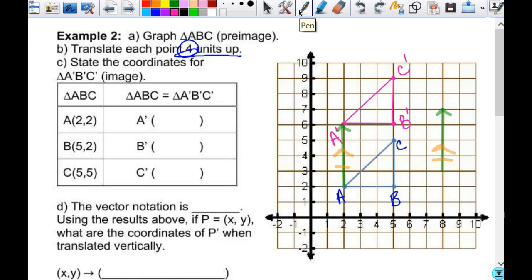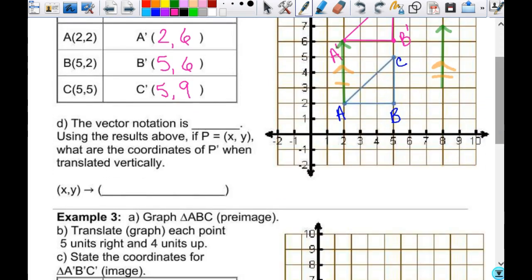So my ordered pairs, A prime, my x values all stayed the same, right? And my y's, I added 4, so this becomes 6, 6, and 9, right? So what do you think my vector looks like here? What would the vector be? 0, 4, good. And x, y maps to x, comma, y plus 4. So that's specifically for this graph.